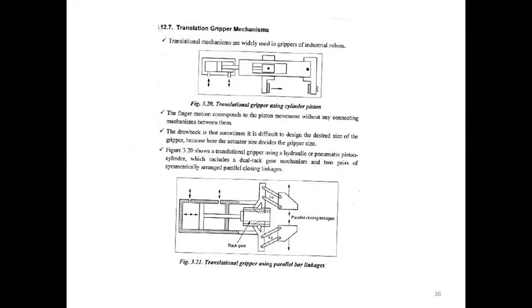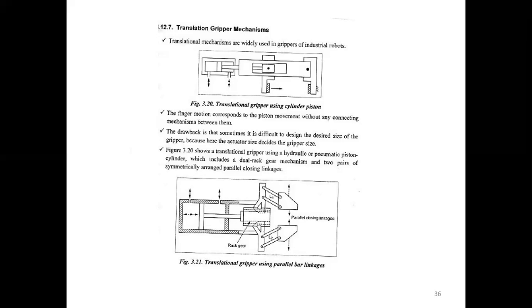So finger motion corresponds to the piston movement without any connecting mechanism between them. The drawback is that sometimes it is difficult to design the desired size of the gripper, because here the actuator size decides the gripper size.